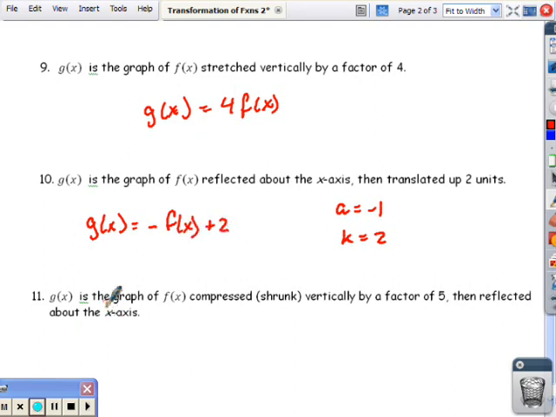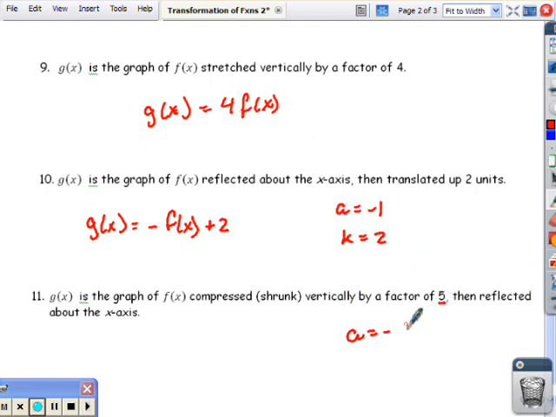Last one, compressed, shrunk vertically by a factor of 5, then reflected about the x-axis. Okay, reflected about the x-axis, a is going to be negative. But what does it mean to be shrunk by a factor of 5? Well, you know if you're stretched by a factor of 4, you just have a 4. How would I do a shrink? It's going to be the opposite of multiplying by 5. In this case, the factor is 5.